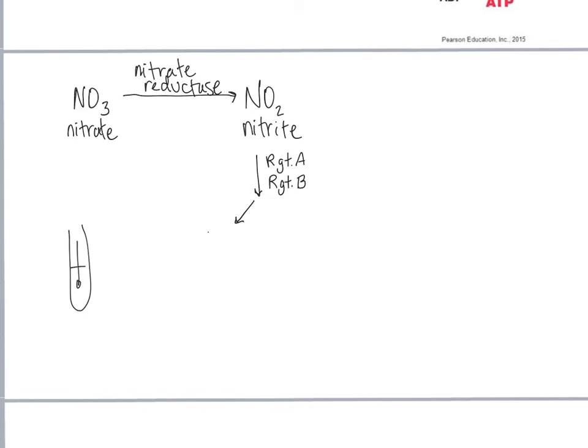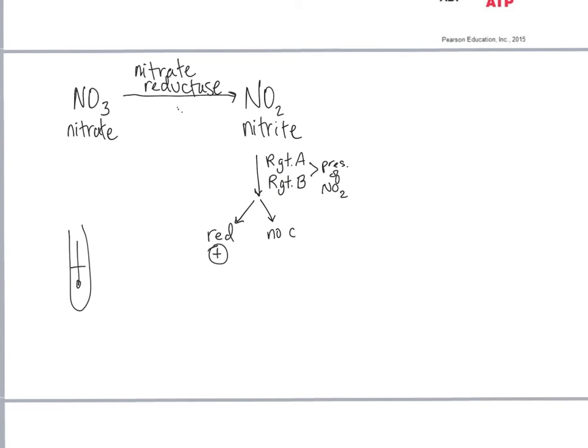And if you get a red color change, then that's a positive result. These are testing for the presence, again, of nitrite. So if nitrite is there, then we get a red color change, and that tells us that the organism must be producing the enzyme nitrate reductase. Pretty easy, right?